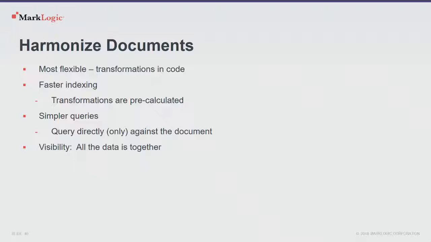This is the most flexible in terms of the transformations you can do, because those transformations are in just ad hoc code. It's the fastest to index because you've actually marked up the document, you've annotated the document. And the queries are simpler because you're querying directly against the document. You're not going out to a graph, expanding the query, and then going against the document. And it's nice for visibility. So all your data is there together. You look at one document and you've got all your canonical data and your raw data.